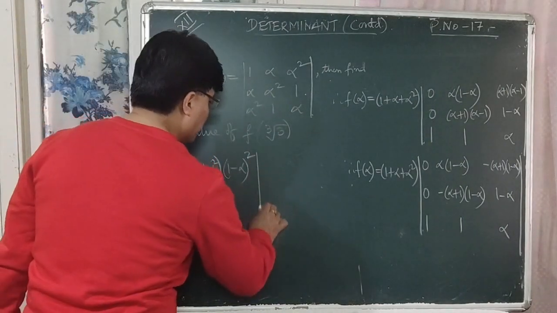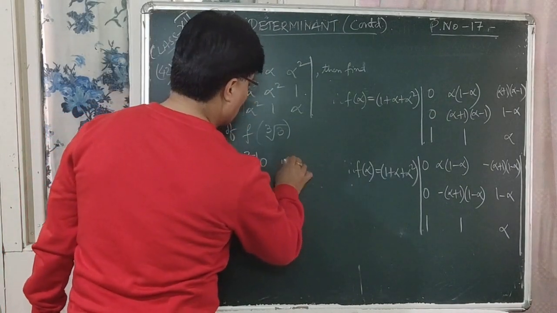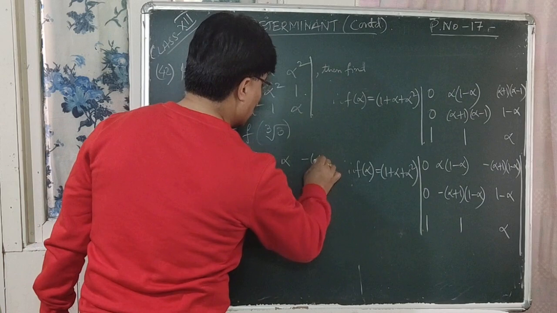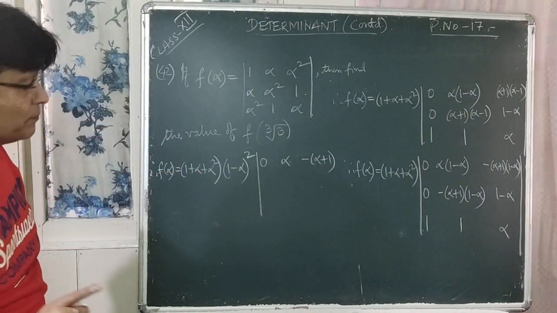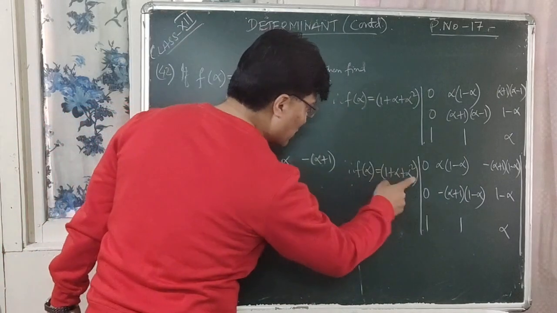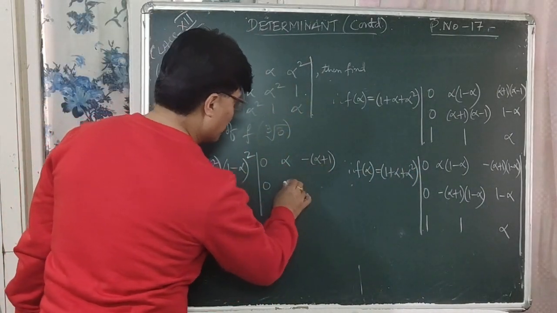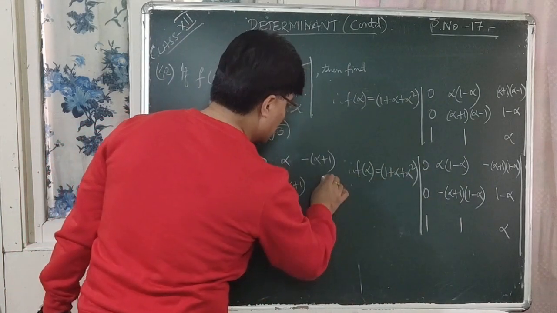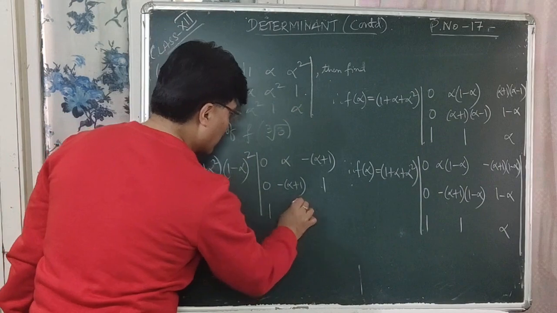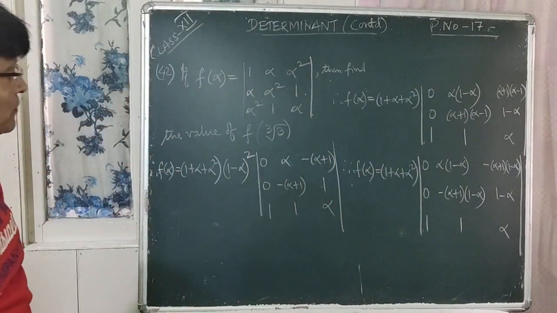So now, what is the first row now? 0, alpha, minus alpha plus 1. Is that clear? Next, from the second row also 1 minus alpha is taken common. So it is 0, minus within bracket alpha plus 1, and that is 1, then 1, alpha. Is that clear to all of you?